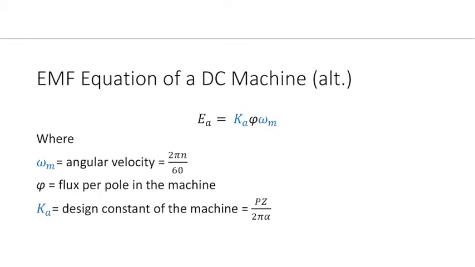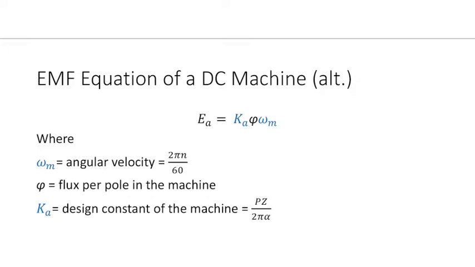Then we also have an alternative version of our EMF equation, which is E sub A is equal to K sub A phi omega M. The phi is the flux per pole. Then we have omega M, which is speed in terms of angular velocity, so 2 pi over 60 multiplied by N, the speed. Then we also have Ka, or the design constant of the machine. And Ka is equal to Pz divided by 2 pi alpha.